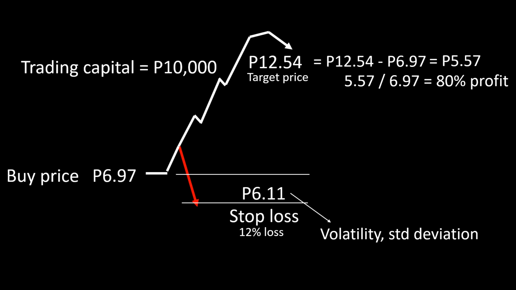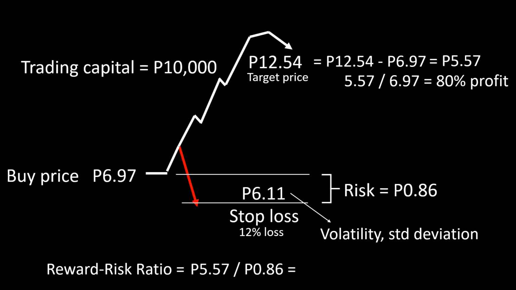Let me add another useful information, the reward-risk ratio. And let's compute this by dividing your target profit of 5.57 by the risk of 0.86. And what do we get? 6.5. That is an excellent ratio of reward and risk. That means for every peso you risk in the market, there is a possible reward of 6 pesos and 50 centavos.